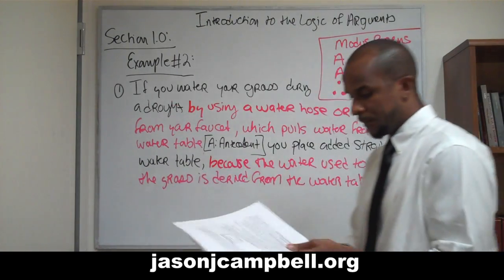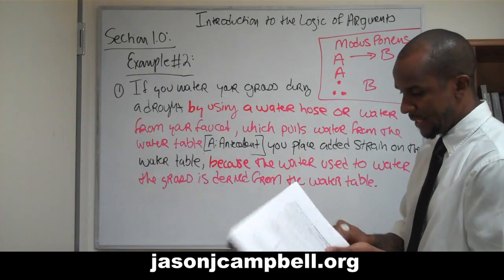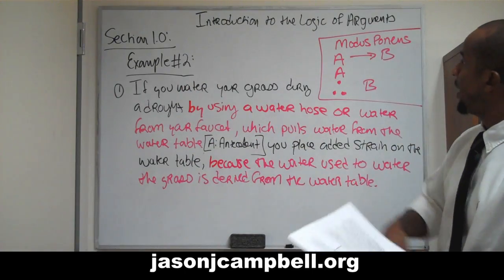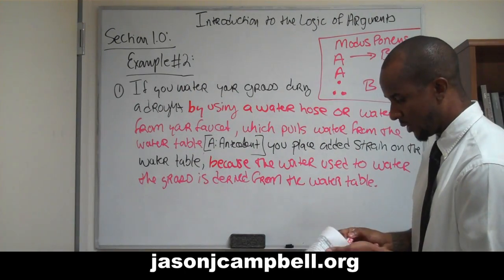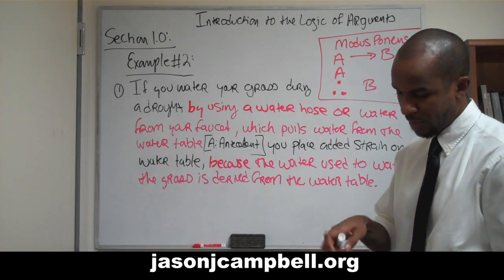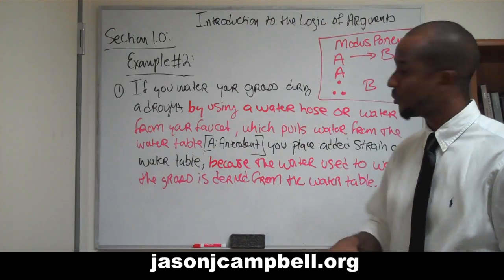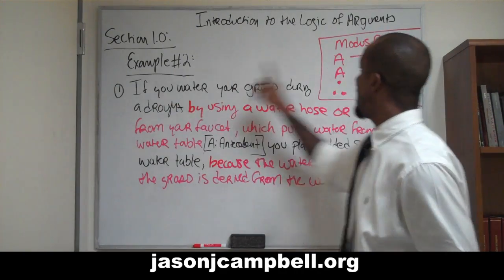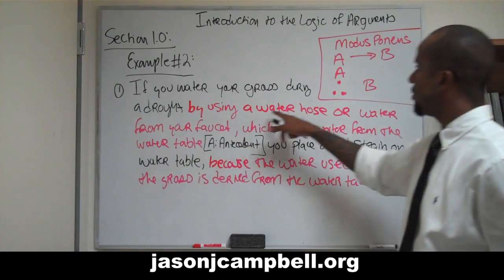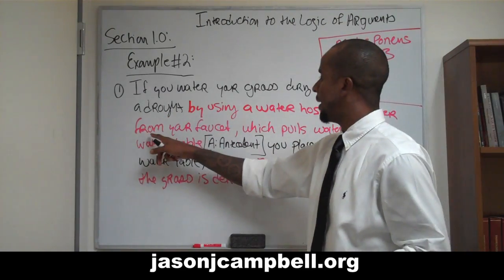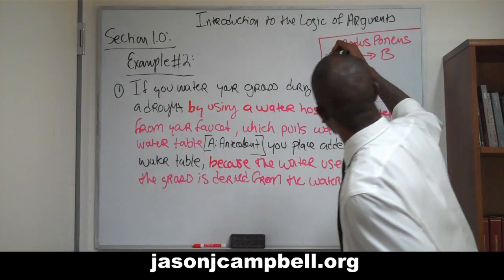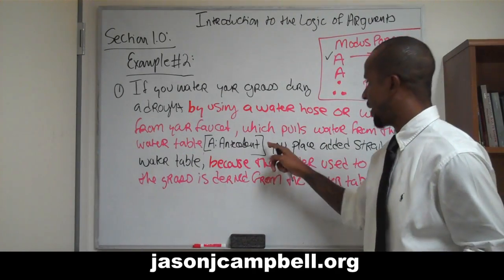Okay, so what you would recognize is, and I don't have enough room on the board to put this, that this satisfies condition A. So let's go through this and check this, right? I don't have room to write everything down, so you'll have to do this yourself because, as a good instructor, I've got to give you work, right? So, do we have our antecedent here? Yes. If you water your grass during a drought by using a water hose or water from the faucet, which pulls water from the water table, check. Then, I should put then here.